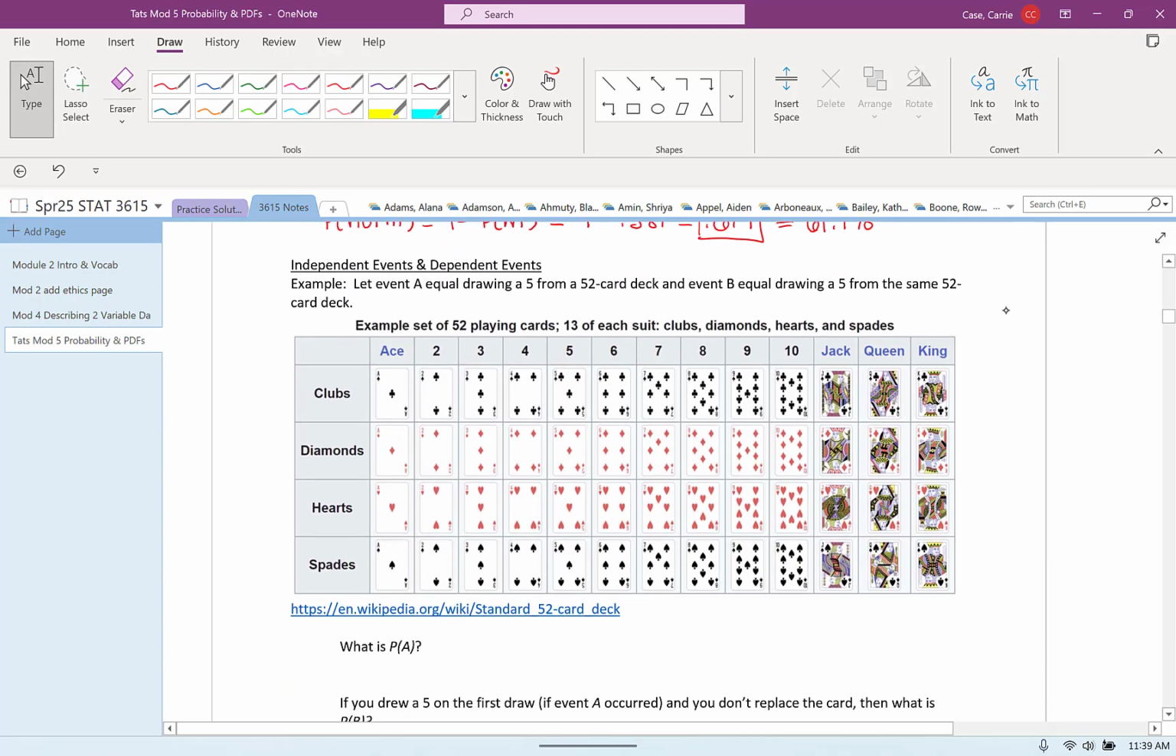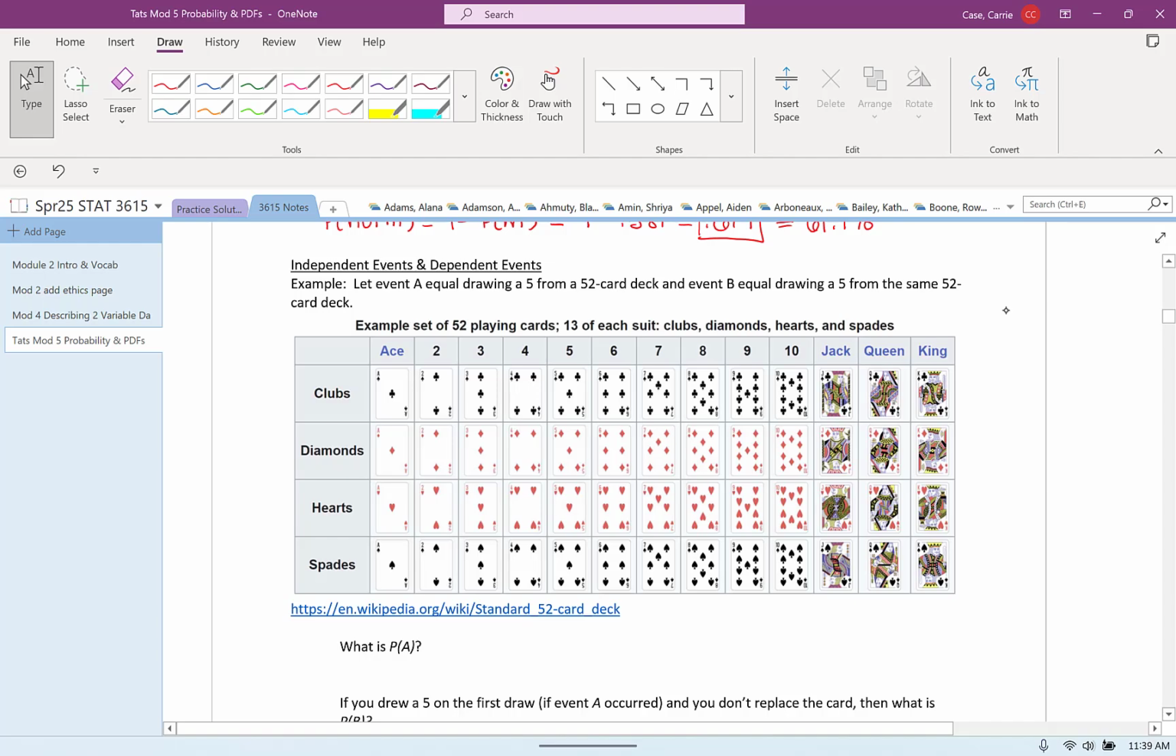The next thing we want to talk about are independent and dependent events. Let event A equal drawing a 5 from a 52 card deck, and event B equal drawing a 5 from the same 52 card deck.